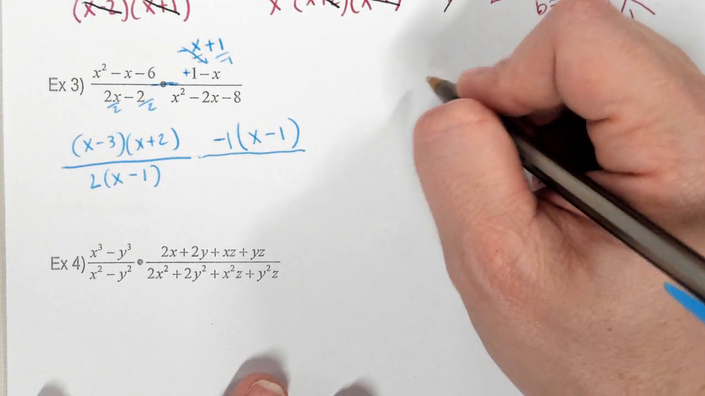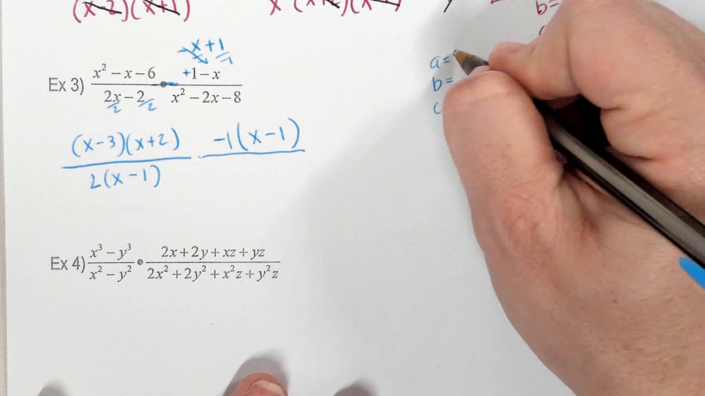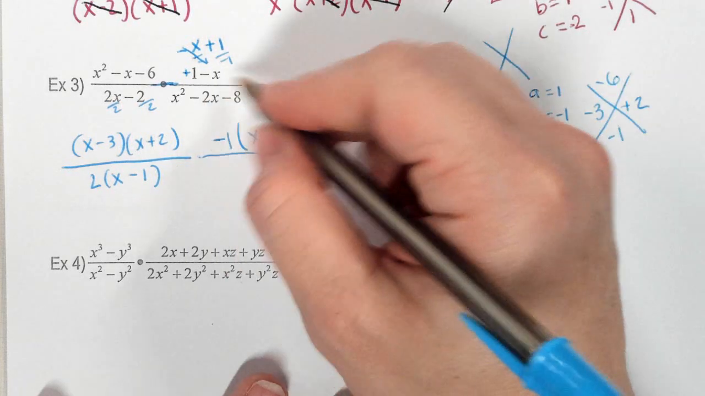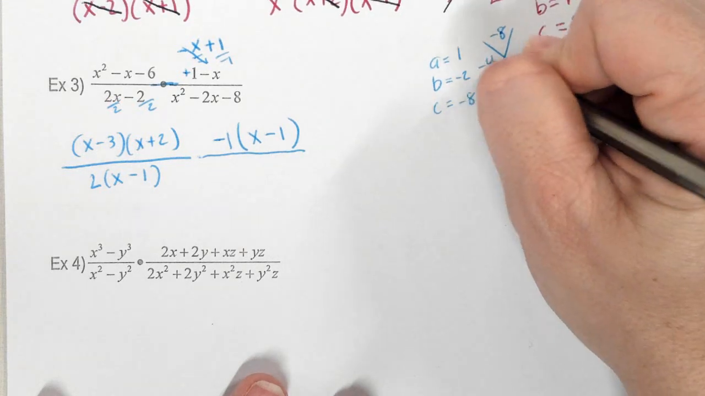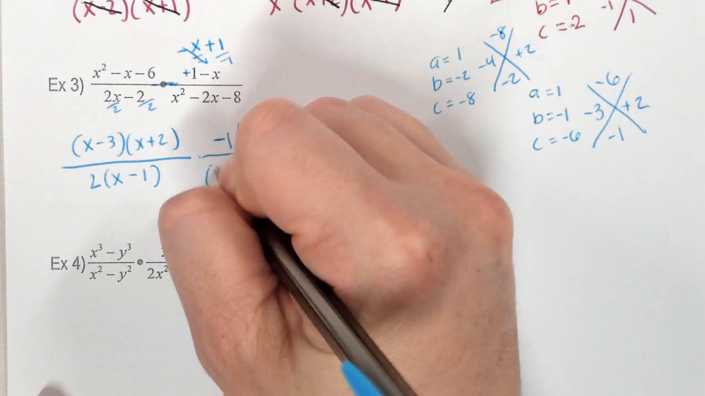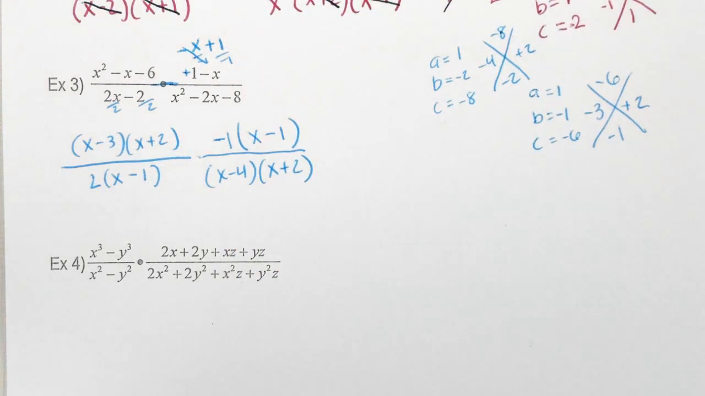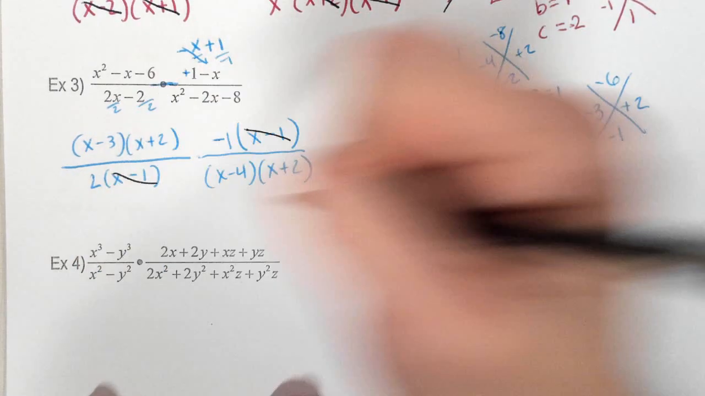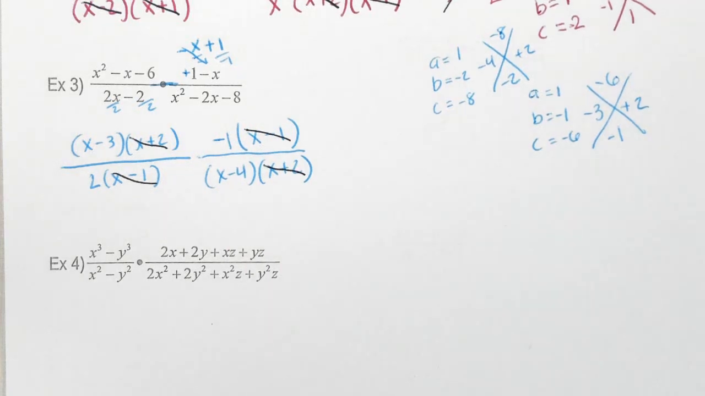Okay, and then we have to factor that other one. So A, B, C, I'll do this one for y'all: 1, -2, -8. A times C is -8. B is -2. It's going to be -4, +2. So now we can cancel. So we have x minus 1s that cancel. We have x plus 2s that cancel. And we have absolutely nothing else that cancels.